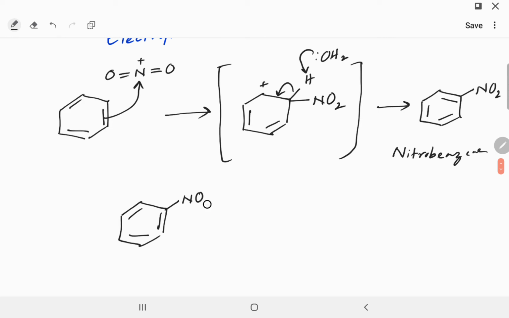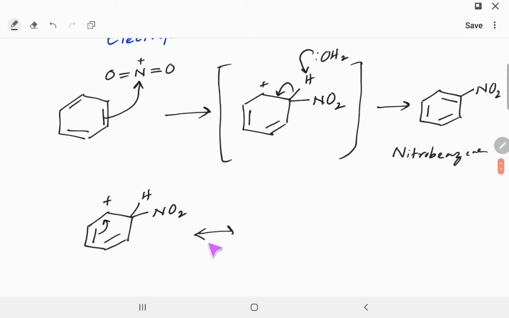But in the exam I might even ask you to draw the resonance stability of your intermediate. Okay, so this is your intermediate. Here is your intermediate with a positive charge here and the nitro group right here. So if you want to show resonance structures, what you could do is you can use this double bond next to the cation, and then you can make a new double bond between these two carbons by breaking this double bond. So here is that resonance structure.